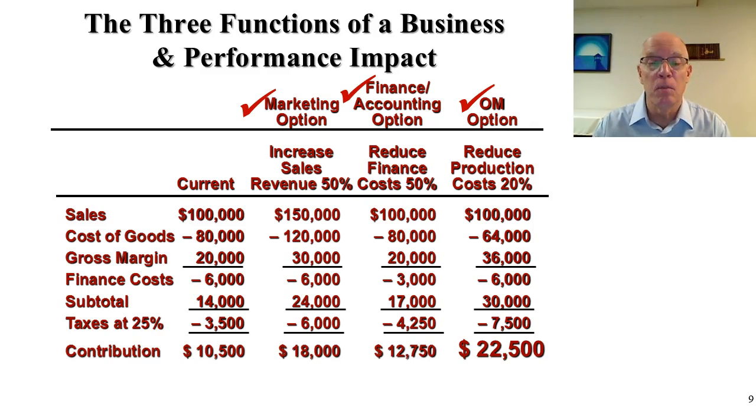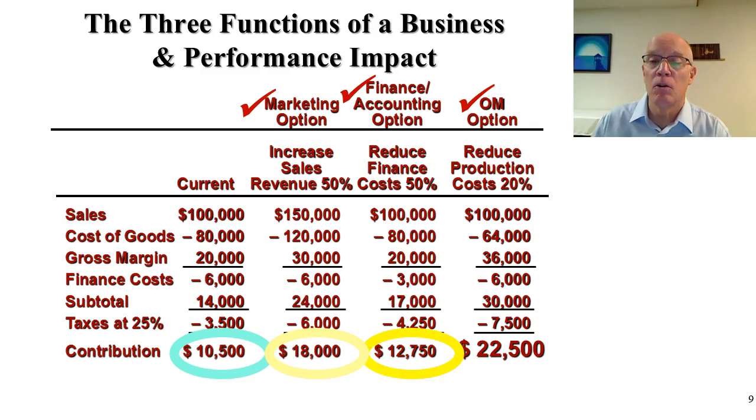So we get an idea here, and this is a simple analysis where we talk about some different ideas. I'm not going to go into the detail behind these options, but the idea is I've got three different options on the table: a marketing option, a finance accounting option, and an operations management option, OM being short for operations management. I look down here, I see the different impacts: sales, cost of goods, gross margin, financial costs, subtotals, taxes, and then finally the total contribution. In other words, the bigger the number for the contribution, the more money I'm making and the more successful that option has been. If you look at this, I'm currently adding about $10,500 to my contribution. My first alternative to increase sales revenue, $18,000, reduce finance costs, $12,700, and then production costs, $22,500.